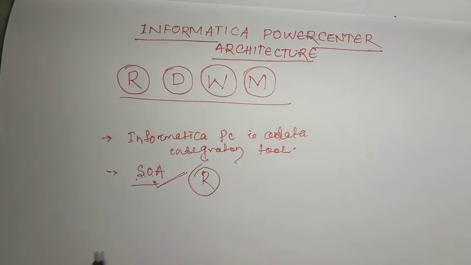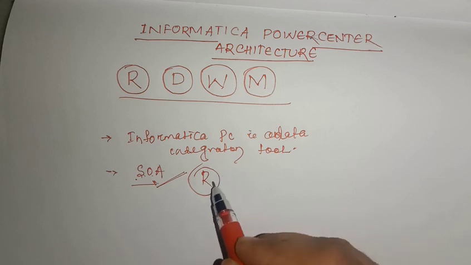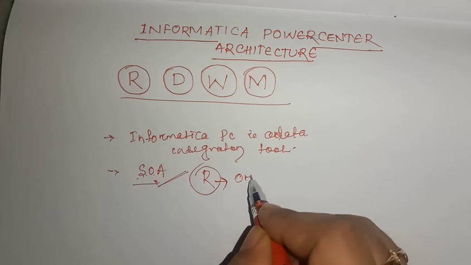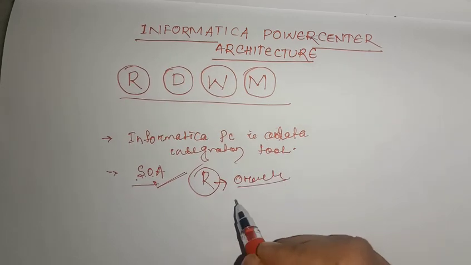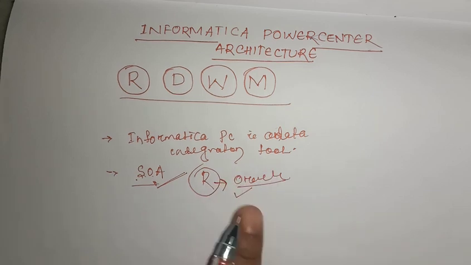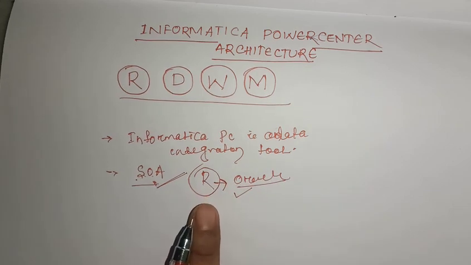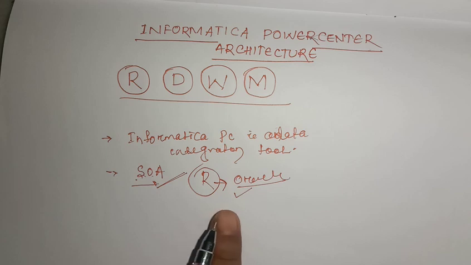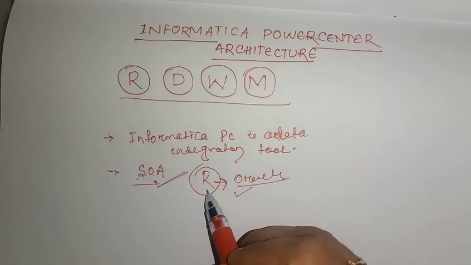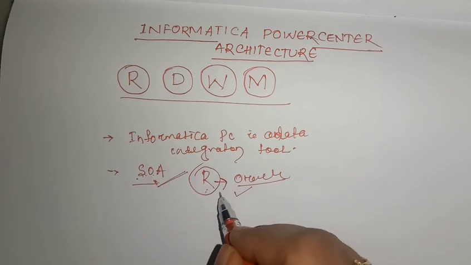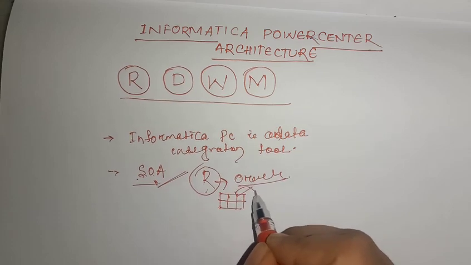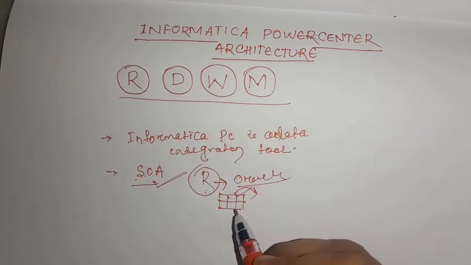The Power Center repository is just like a relational database, such as Oracle, SQL Server or Sybase, and it is managed by the repository service. It consists of database tables that store the metadata. So here in the repository we have tables, and the tables contain the metadata, meaning the data about data.